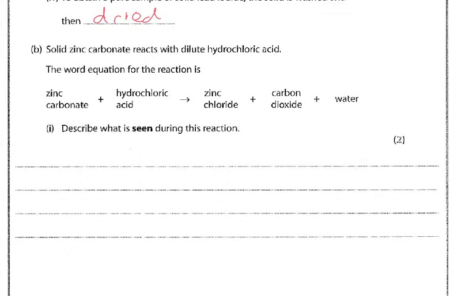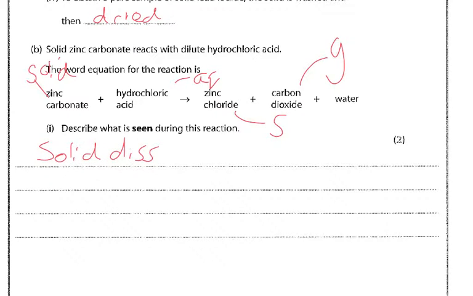Then we're given an equation, and whenever you're given an equation and asked to describe what you see, you should look at the products. If we look at the reactants, we've got zinc carbonate and hydrochloric acid. That's a solid and a solution, and we're making a gas and a solution. So what we're going to see, first and foremost, is the solid dissolving, and we're going to see a gas forming. And when we see a gas forming, we see bubbles, fizzing. Okay, let's look at the next page.